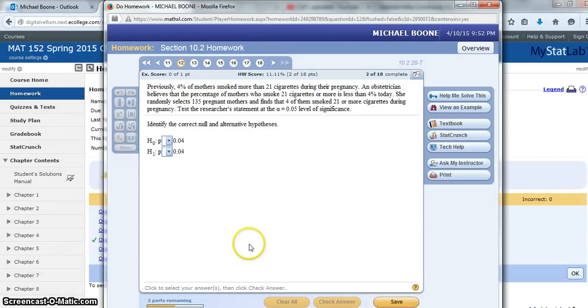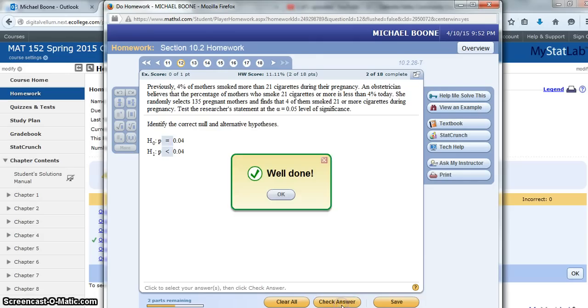All right, so I had a couple questions from section 2, and these are dealing with proportions. First, it's a proportion, and that first one is always equal to. It's believed that it was 4% in the past, and we're going to do a sample to see if it's still 4%. An obstetrician believes that the percentage of mothers who smoke 21 cigarettes or more is less than 4% today. So maybe through marketing and stuff out there that people know cigarettes are bad for you, maybe it's less than. So we'll check that.